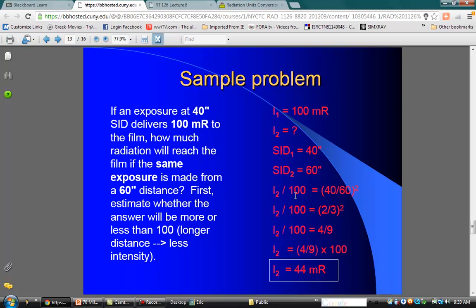I2 is our unknown, divided by intensity 1, 100 milliroentgens, is equal to our first distance, 40, divided by our second distance, 60. So if we reduce this, we get 2/3 squared. And when we do the math, 2 times 2, 4, 3 times 3, 9. When we continue down, we have intensity 2 is equal to 4/9 times 100, which gives us our intensity of 44 milliroentgens.